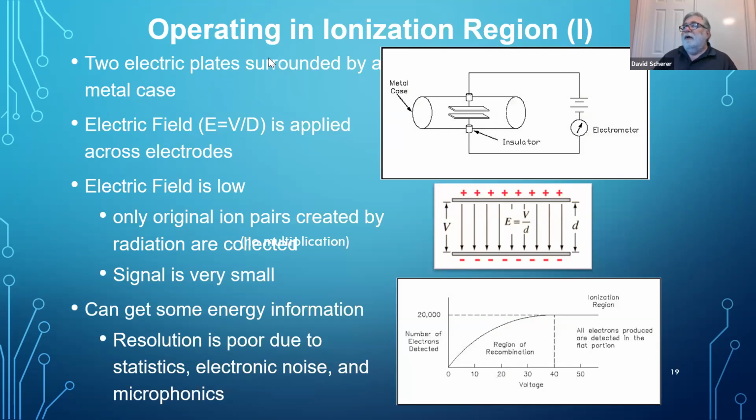This is in the ionization region. This is an example of what an ionization chamber might look like. There's a case to control the environment. Then there will be 2 electrodes, one positive, one negative. By applying a voltage across those 2 electrodes, we create an electric field.